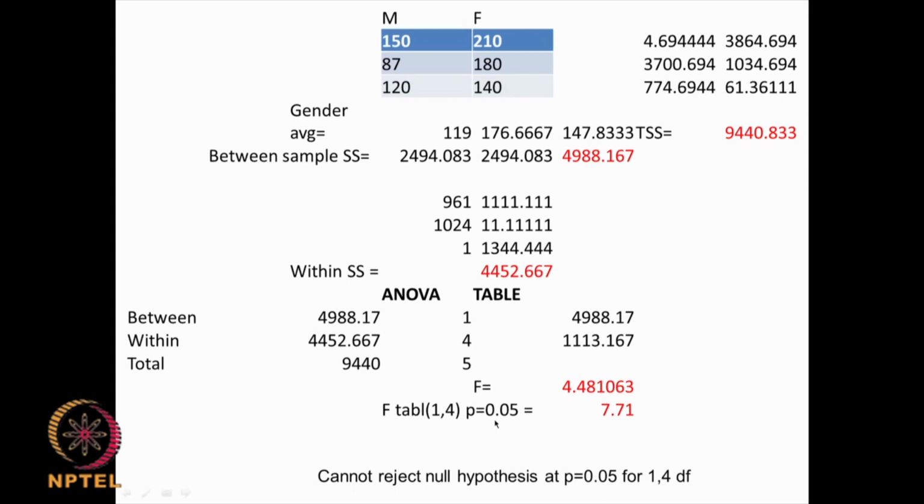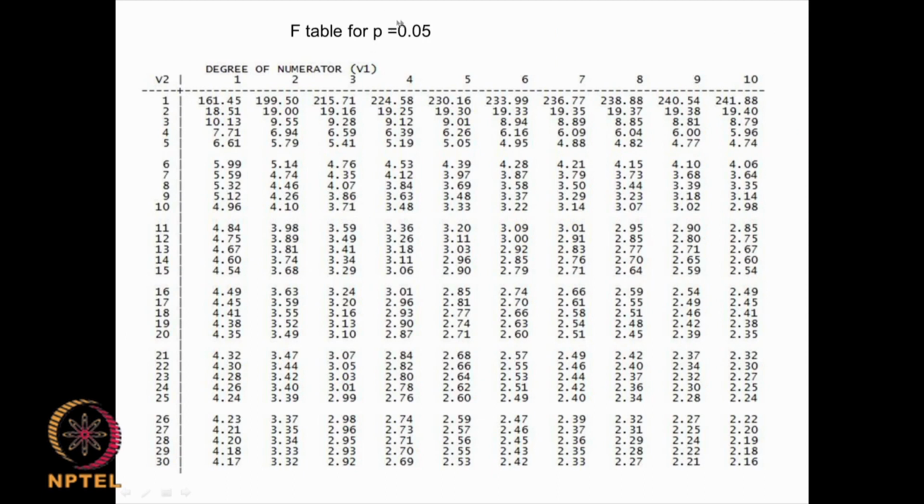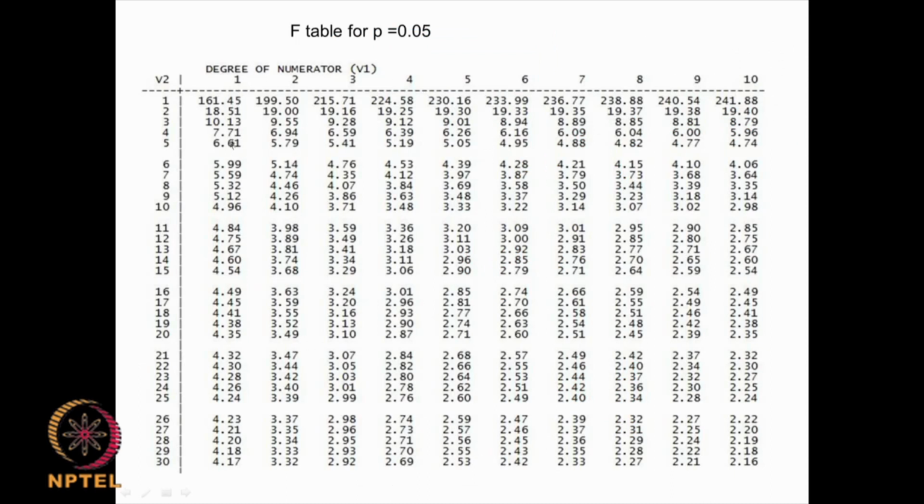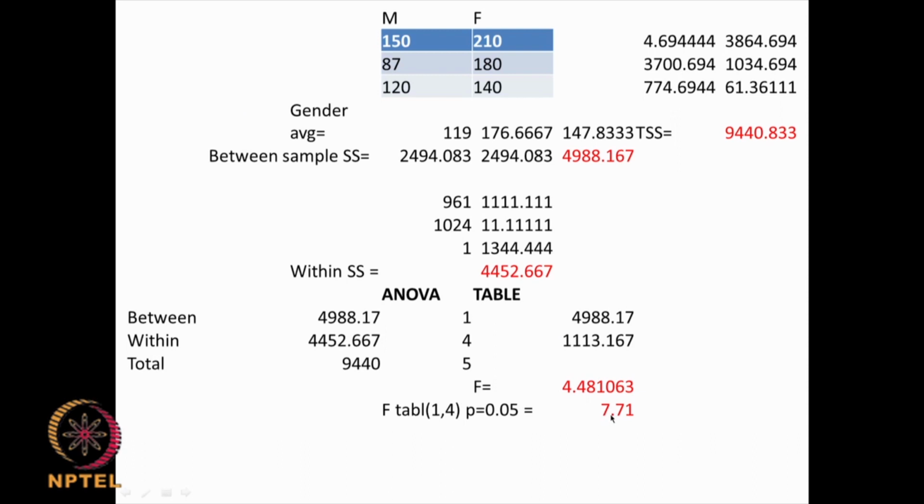Now if you go to the table, if you go to p equal to 0.05, what do you take? You take 1 comma 4 degrees of freedom. So 1 comma 4 comes to 7.71. So 7.71 is your table value. Calculated is 4.48 at 95% confidence. There is no reason for you to reject the null hypothesis. We cannot reject the null hypothesis at 1 comma 4 degrees of freedom at p equal to 0.05.